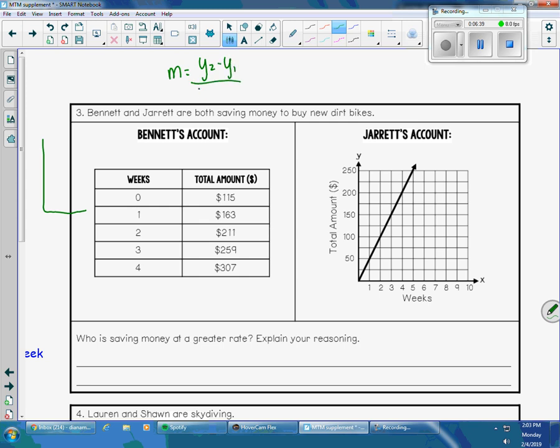But it seems that students make mistakes when they're using the slope formula. But again, I don't care what you use as long as you're getting there. Okay, so I'm just going to pick the first two, I think. 0 and 115, and then 1 and 163. I'm going to plug in my calculator. 115 minus 163.